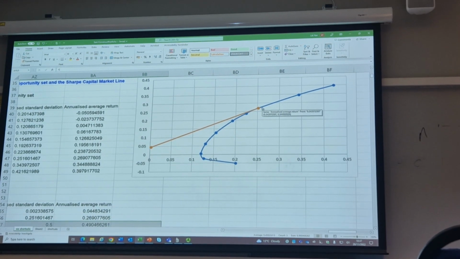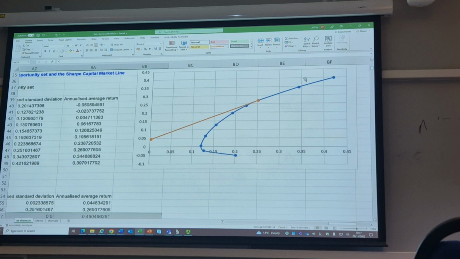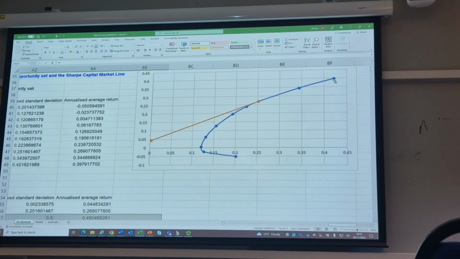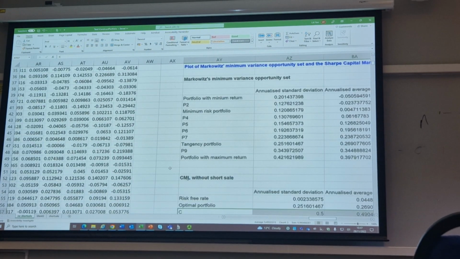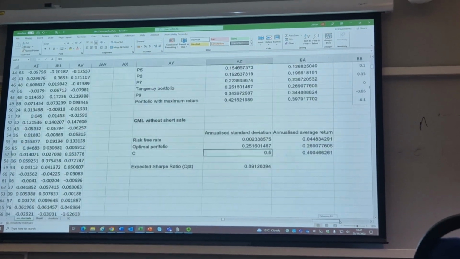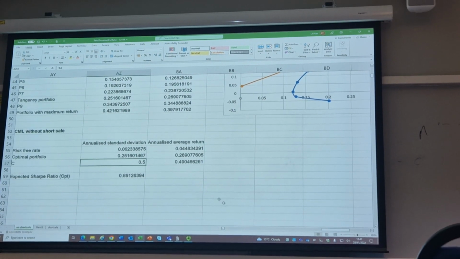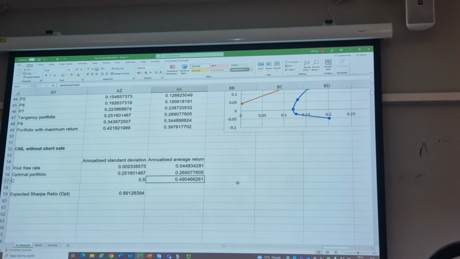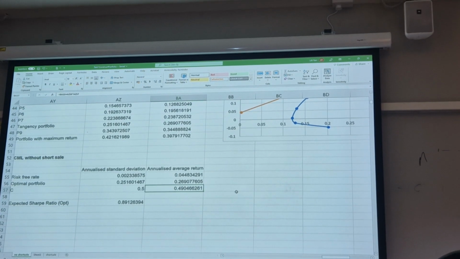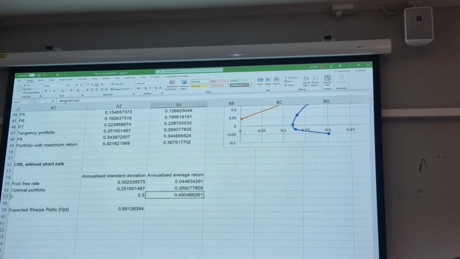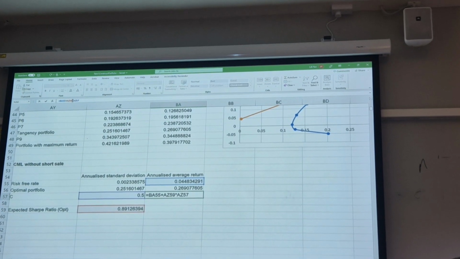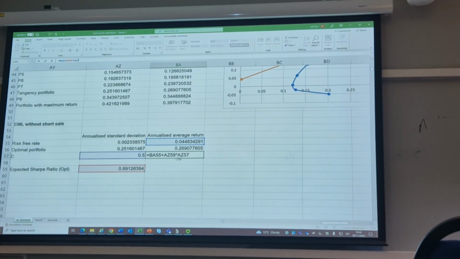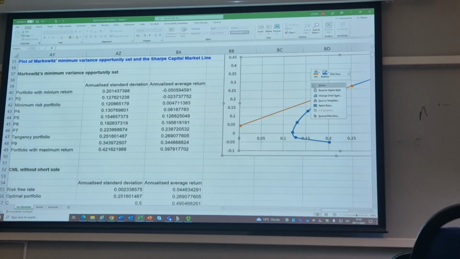The C here is a standard. I just find a point around this area to extend this line. Okay, that makes sense. So here I just set 0.5. I can also set 0.4 or 0.3, it doesn't matter. Given the standard deviation, we can find the required rate of return. Remember, it's the risk-free rate plus the Sharpe ratio times the standard deviation. Then we can get the required rate of return.